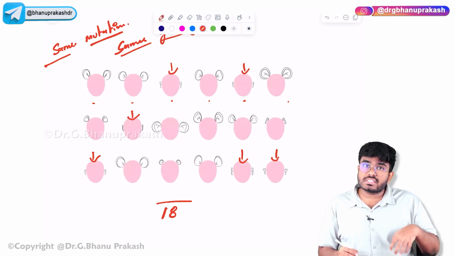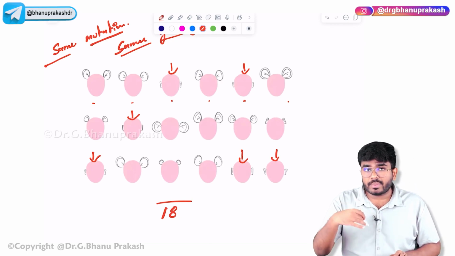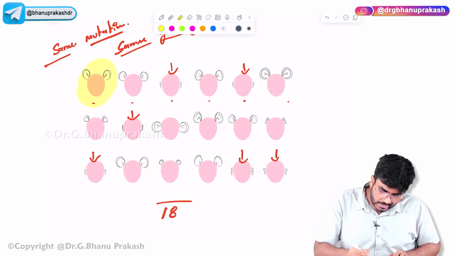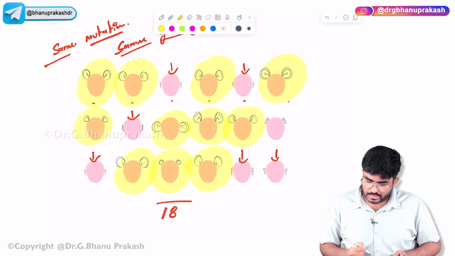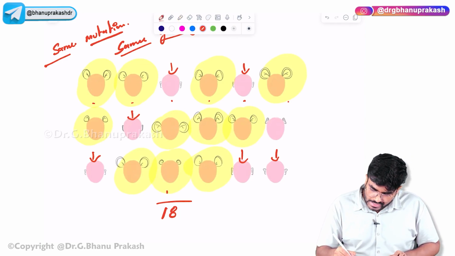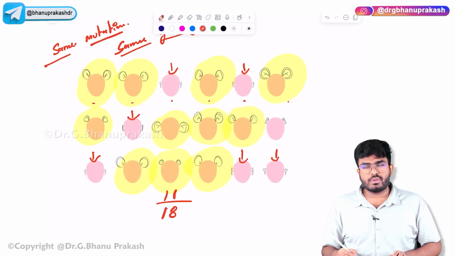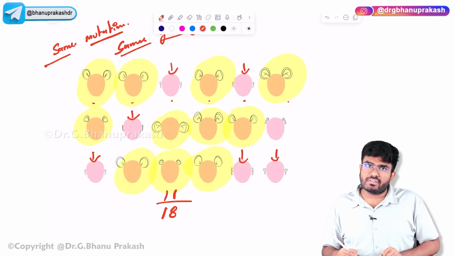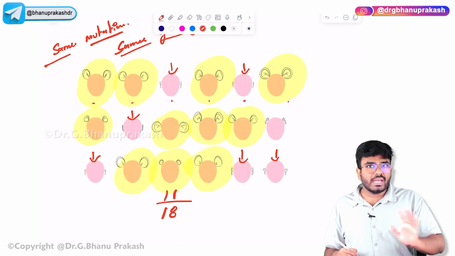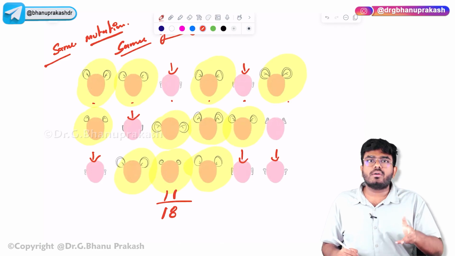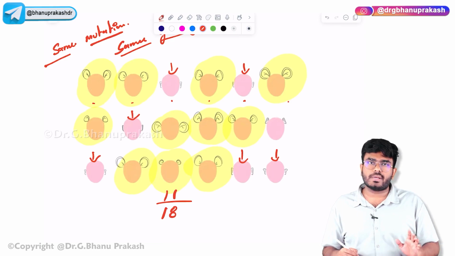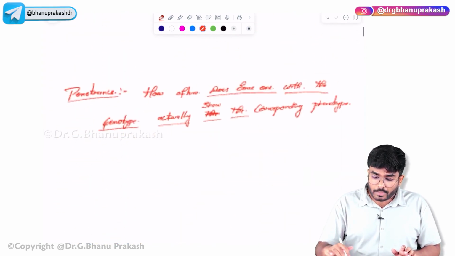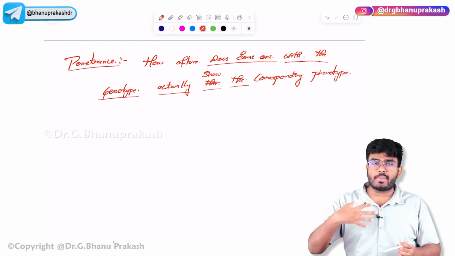Out of these 18 individuals, how many of them are actually having the genetic makeup? See, for example, how many of them are actually showing the results? See, 1, 2, 3, 4, 5, 6, 7, 8, 9, 10, 11. So, this is 11 out of 18, only 11 out of 18 individuals are showing the phenotype. So, not 18 out of 18, only 11 out of 18. So, the penetrance here is incomplete penetrance.